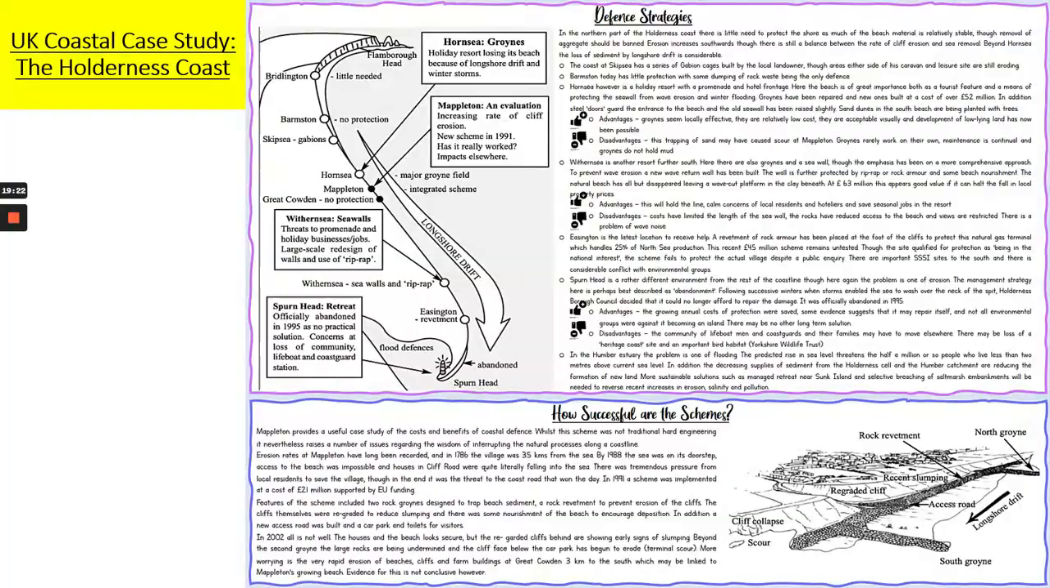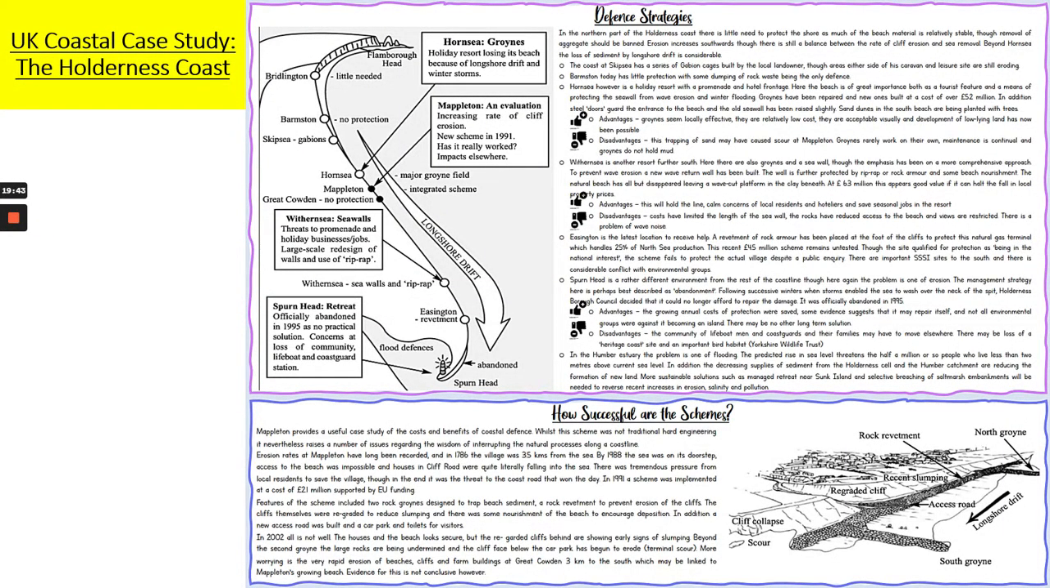has had long recorded erosion rates. One village, particularly, in 1786 was 35 kilometres from the sea. By 1988, the sea was on its doorstep. So you can see that 35 kilometre change in 200 years.